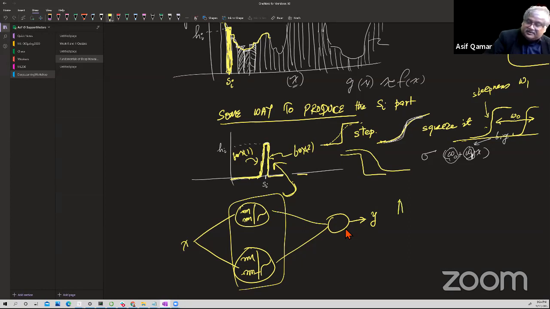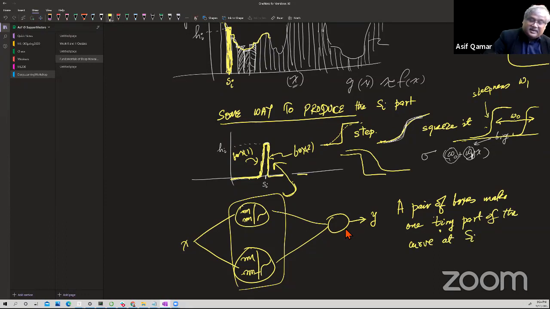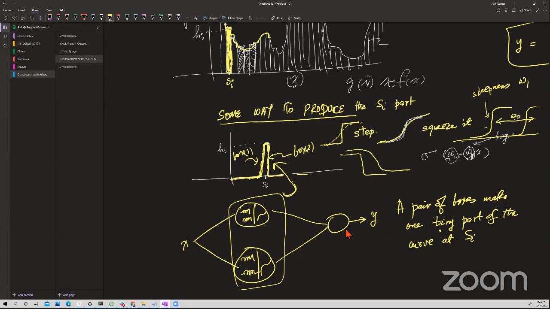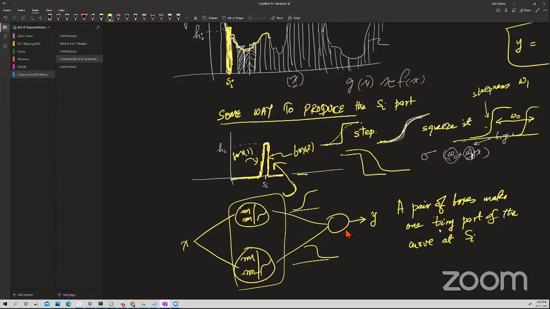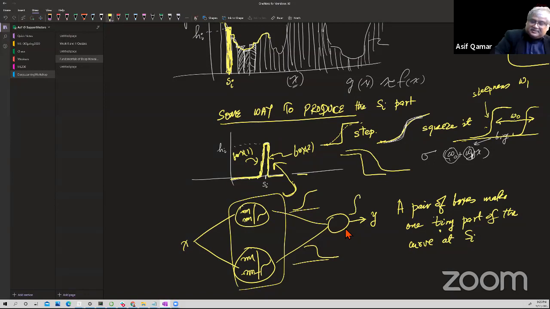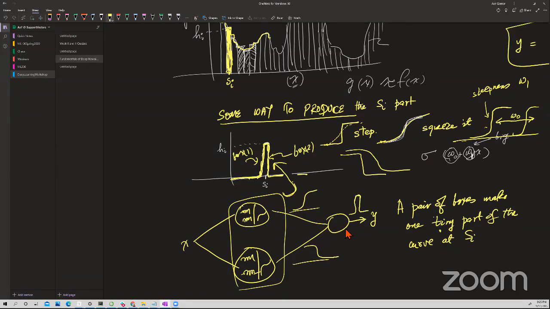So you basically need a pair of boxes to make one tiny part of the curve at SI, at this location. Sir, why is a pair needed? I was thinking that only one box is needed. No, see, listen: this box will produce this, and then, right shifted, this box will produce this. Oh, I see. Okay. And so these two boxes put together will produce this one, a step function. It's the beauty of it.